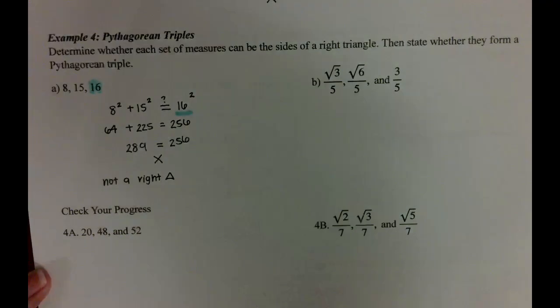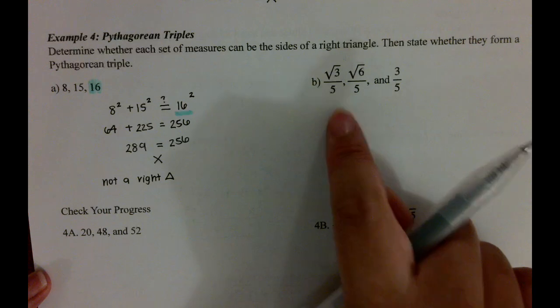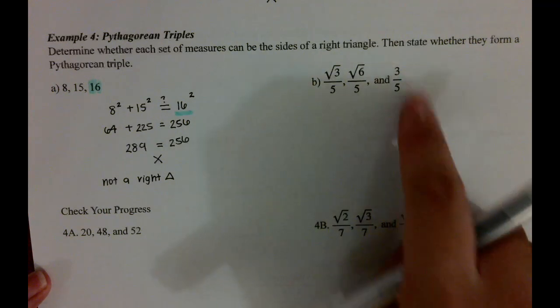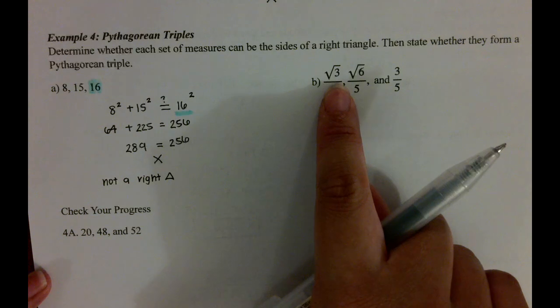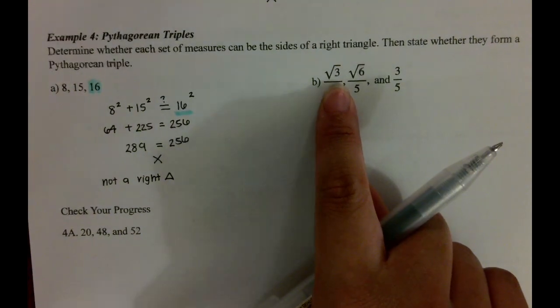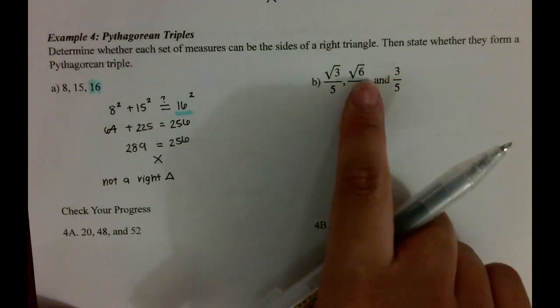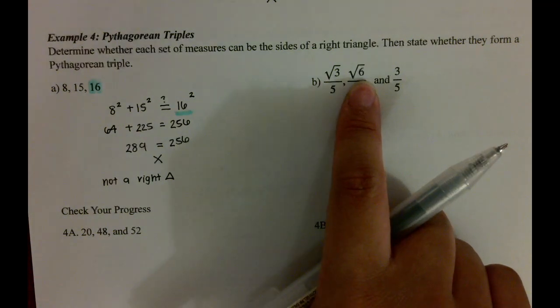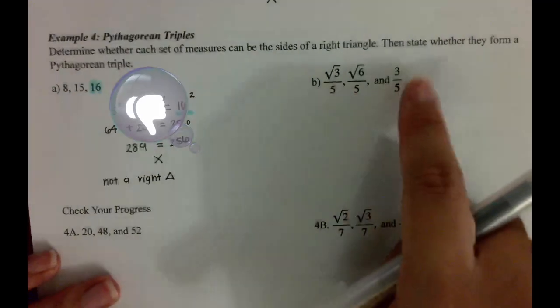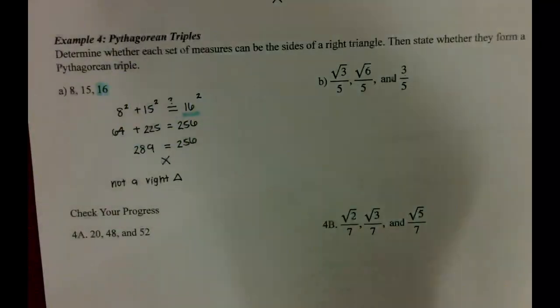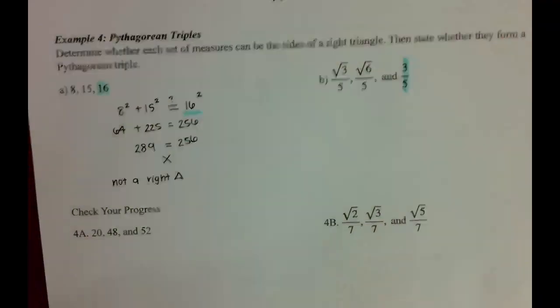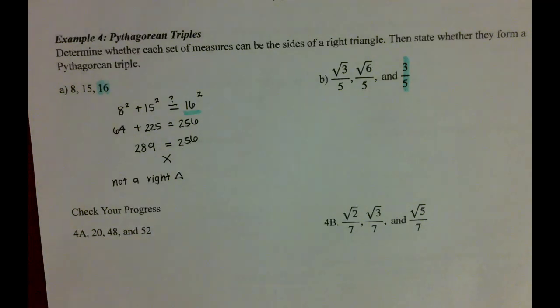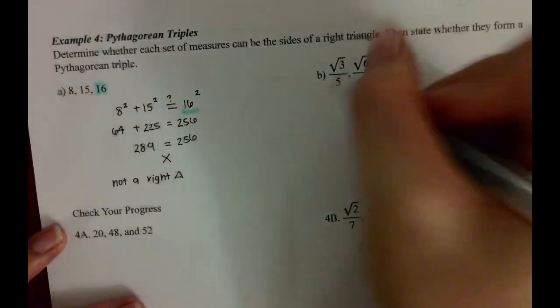Okay. This next one is square root of 3 over 5, square root of 6 over 5, and 3 over 5. Okay. So square root of 3 is about 1 point something because it's less than square root of 4, which is 2. Square root of 6 is about 2 point something because it's in between square root of 4, which is 2, and square root of 9, which is 3. Okay. So that means this 3/5 is my longest side. So that means that's going to be in the position of C. Okay. So let's test it out.